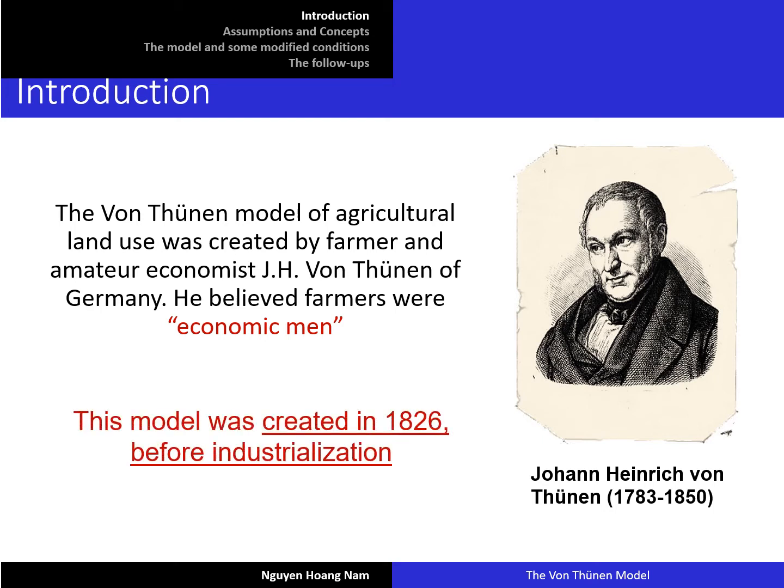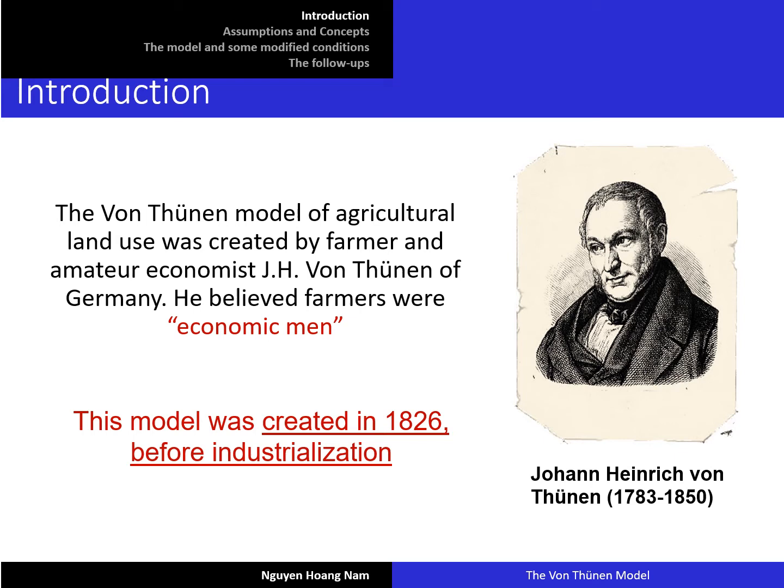This model was created in 1826, even before the industrialization. So it is understandable that at that time, not many people could understand the von Thunen model, and not many people applied it in their production. But up to date, the von Thunen model is applied in many fields, not just agriculture, but also city management, city planning, urban planning, and some other areas.